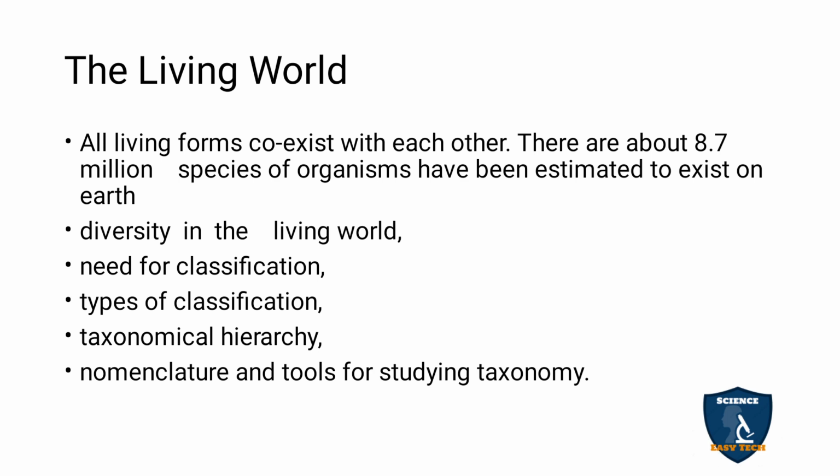There are 8.7 million species of organisms on the earth. As I have discussed this living world in botany, there is a diversity in the living world. That is the topic of the first chapter in botany. Diversity in the living world is called biodiversity, and we will study the need for classification, types of classification, taxonomical hierarchy, nomenclature and tools for studying taxonomy. These are the attributes we are going to study in this lesson.